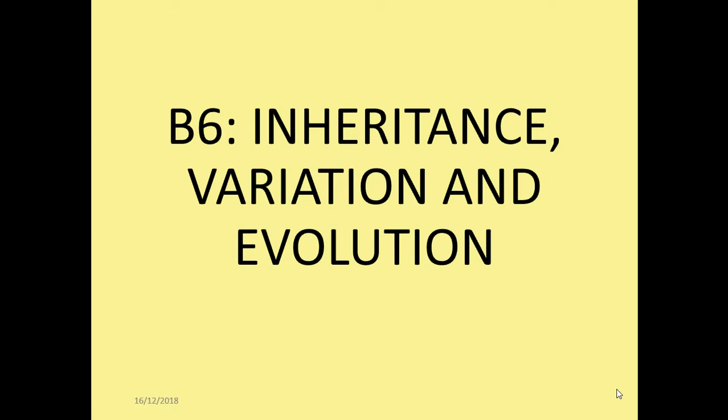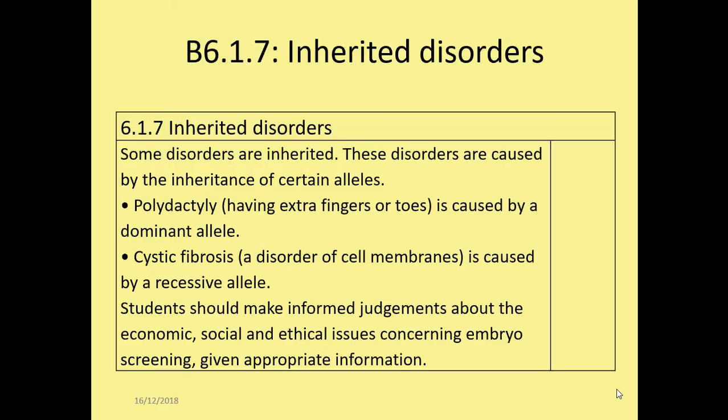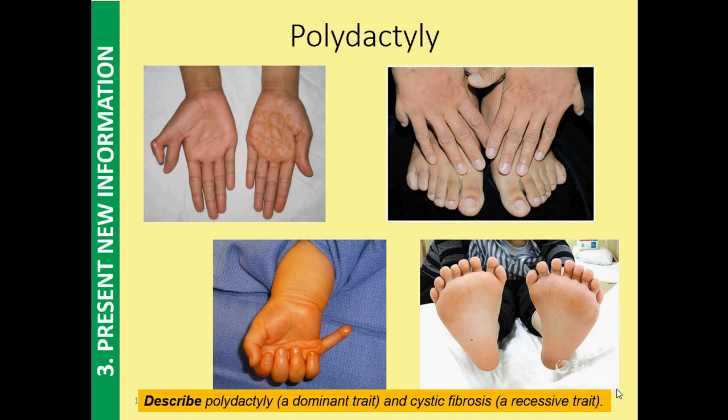This is a video from the topic B6, Inheritance, Variation and Evolution, and we're looking at inherited disorders and also embryo screening. So this is polydactyly. This is a dominant trait. So it's quite a common trait, and it results in extra fingers and toes.